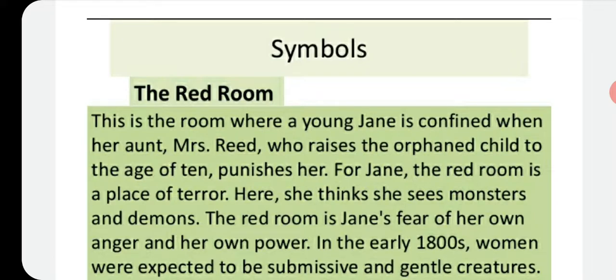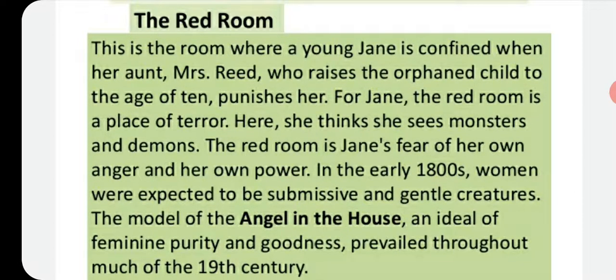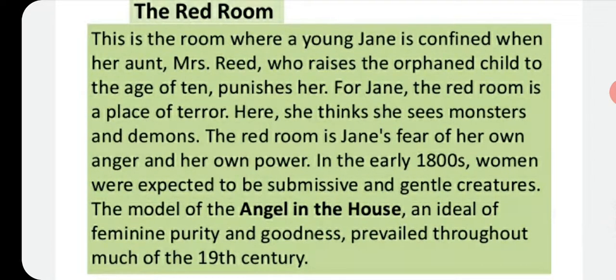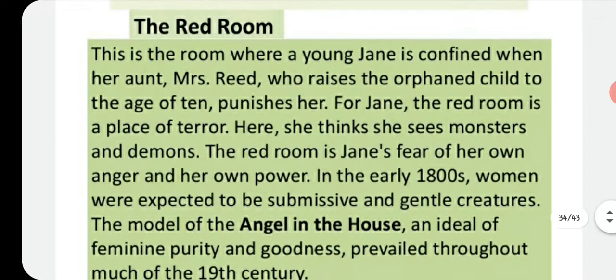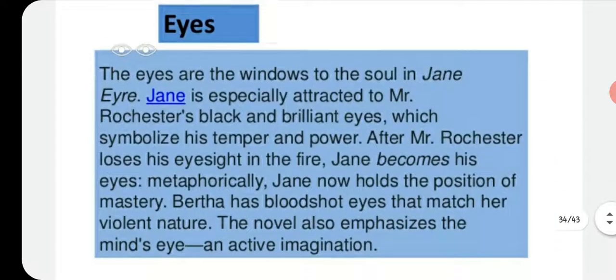The Red Room represents Jane's fear of her own anger and her own power. In the early 1800s, women were expected to be submissive and gentle creatures. The model of the angel in the house and the ideal of feminine purity and goodness prevailed throughout much of the 19th century novel. So this is the room where the young Jane is confined by her aunt, Mrs. Reed, who raises the orphan child to the age of 10, punishes her, and when she punishes her, she is locked into the Red Room.